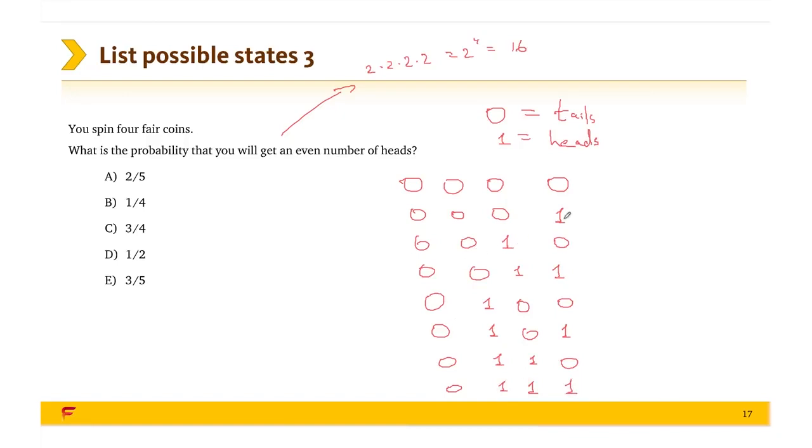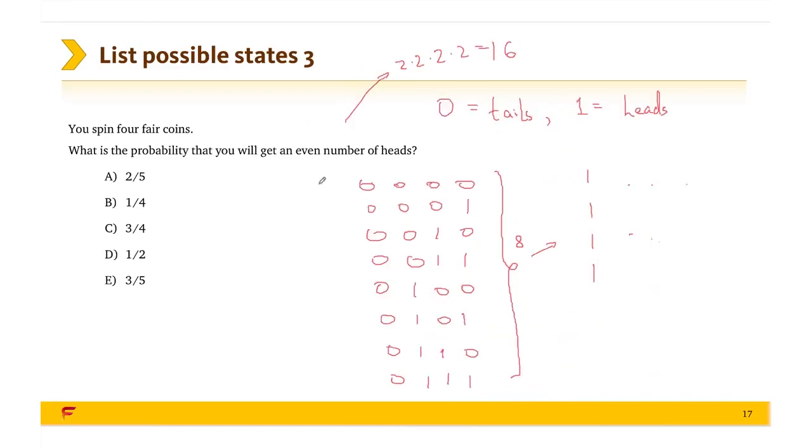Okay, now we just need to repeat the same thing here with 1 as the first number. So head on the first coin. If you're familiar with calculation with base 2 rather than commonly used base 10, you'll recognize that this number is nothing but 0 in base 2.